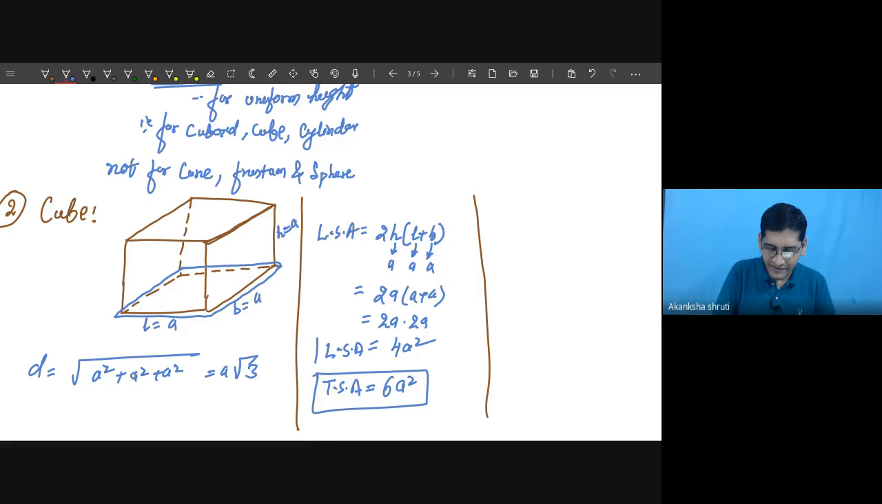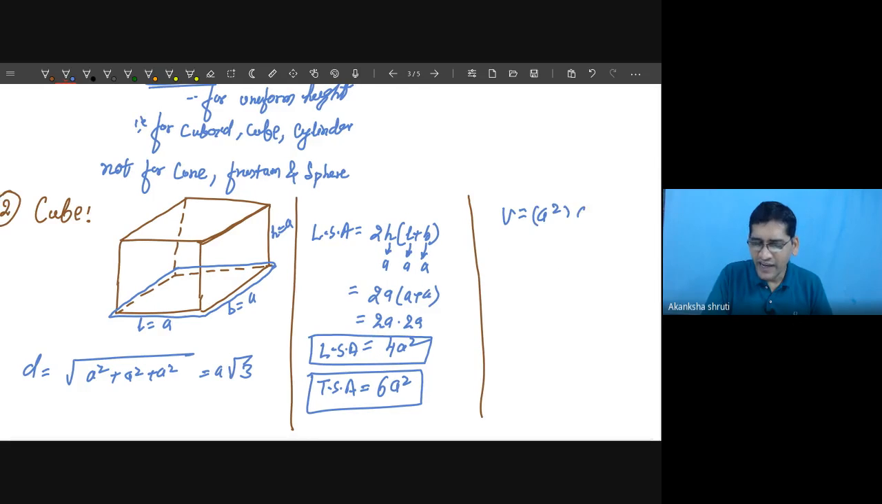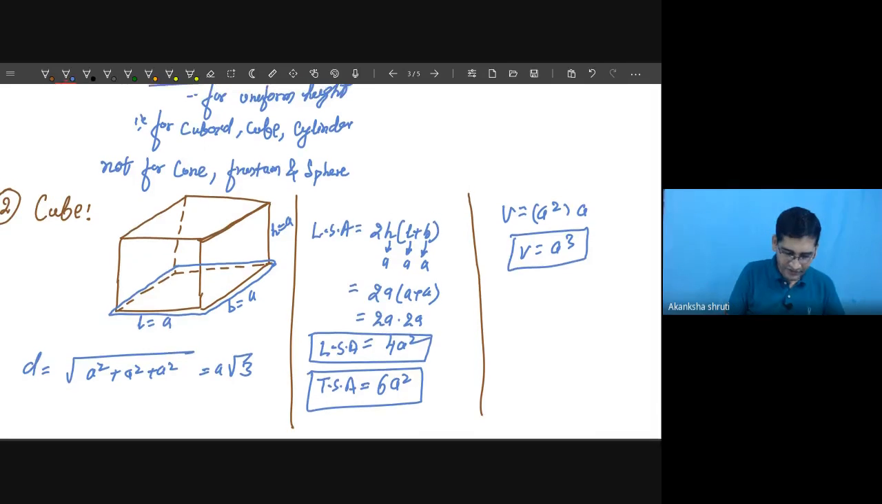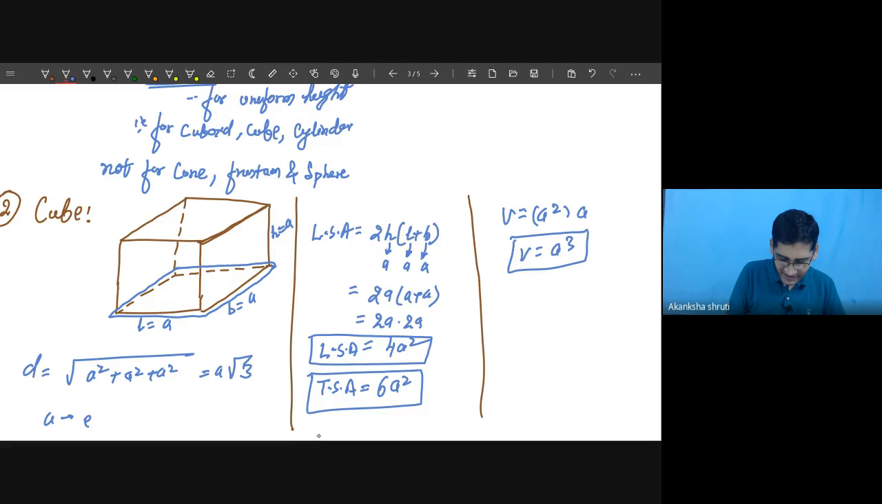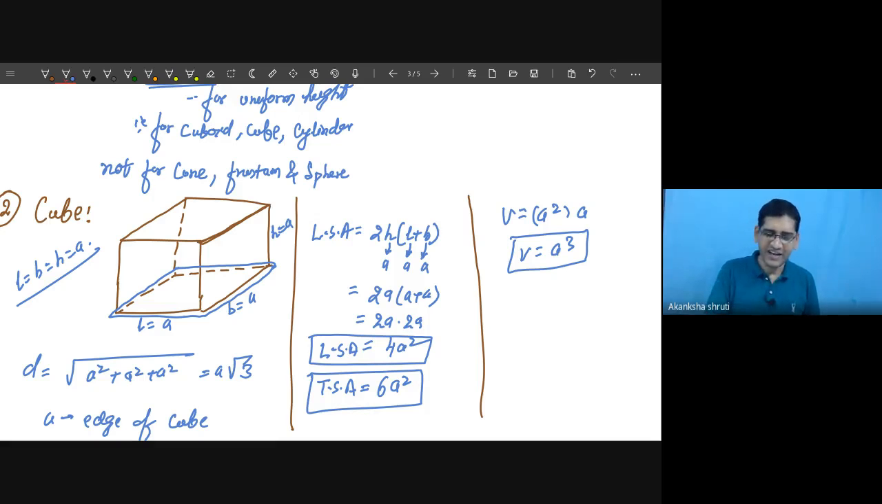It's very easy. Are we getting? So no need to mug up, just by observing you can write. Now coming to the volume, the base area into the height. The base area is A square, A into A. The height is also A, so volume is A cube. Where what we are denoting? A is the edge length of cube. In this case, L is equal to B is equal to H is equal to A. All the dimensions are equal.